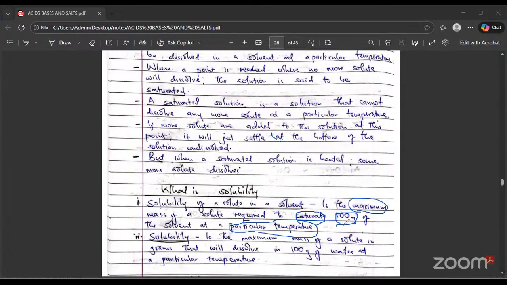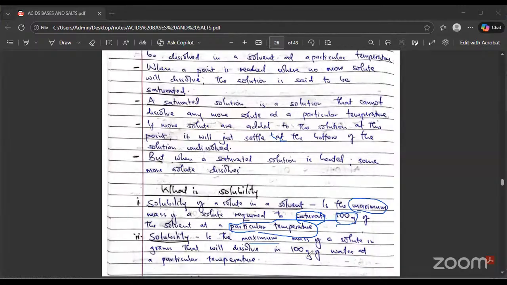Because now, they'll ask you what is solubility. I've already discussed that. Solubility is the maximum mass of a solid in grams that will dissolve. The unit we are using in this case is grams. We'll talk about some calculations later, so you don't have to worry. You just have to get the idea of its definition. Solubility is the maximum mass of a solid in grams that will dissolve in 100 grams of water at a particular temperature. You can see we have said maximum.